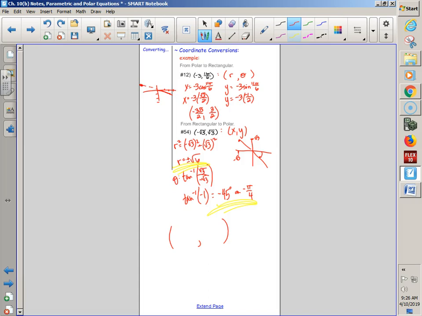Do you have one, Kim? What would land me there? How could I get there? I know that r is plus or minus rad 6. I know that the theta is negative 45 or negative pi over 4.